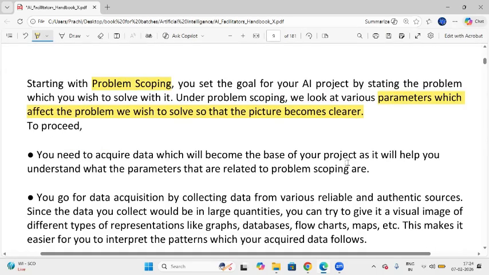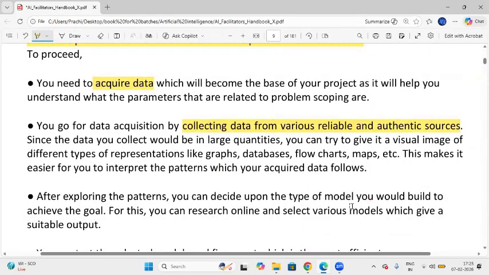Since AI is working on the data, the second step appears, that here we are starting with the acquisition step, where we are collecting the data according to our project's requirement, and the data must be reliable and authentic, right?